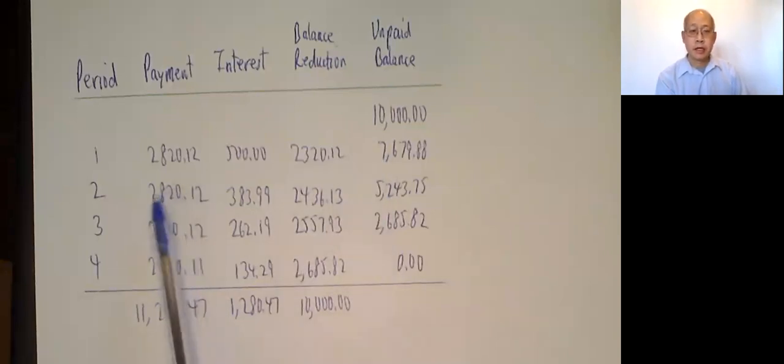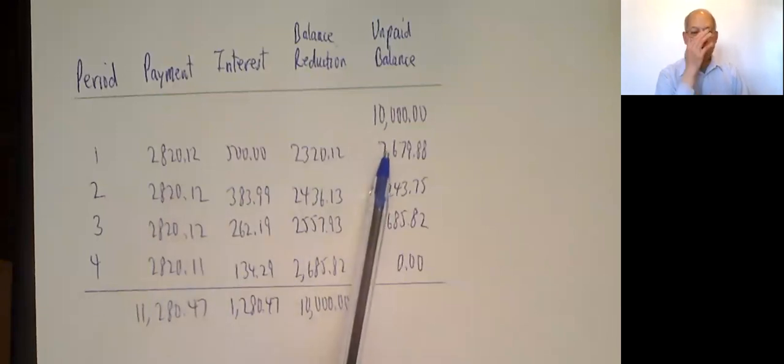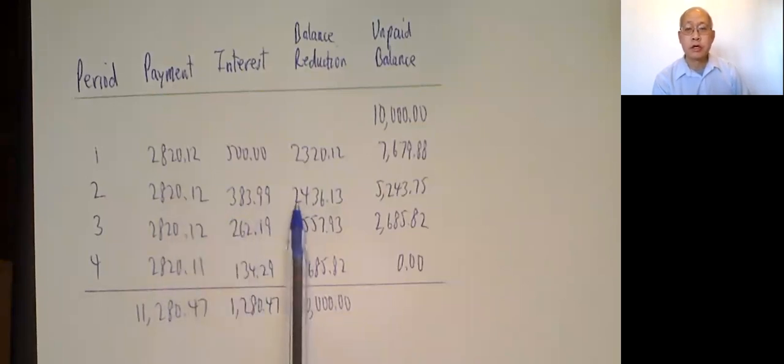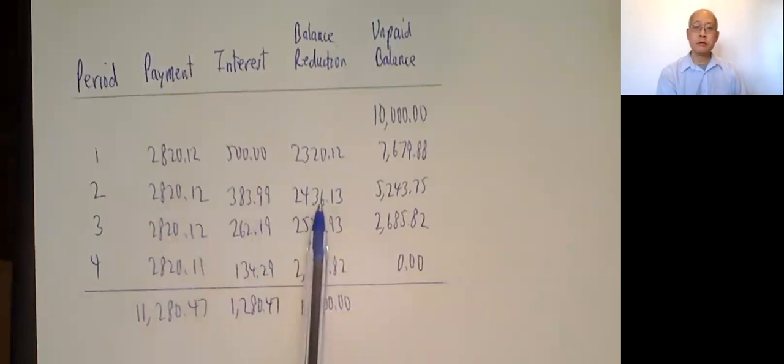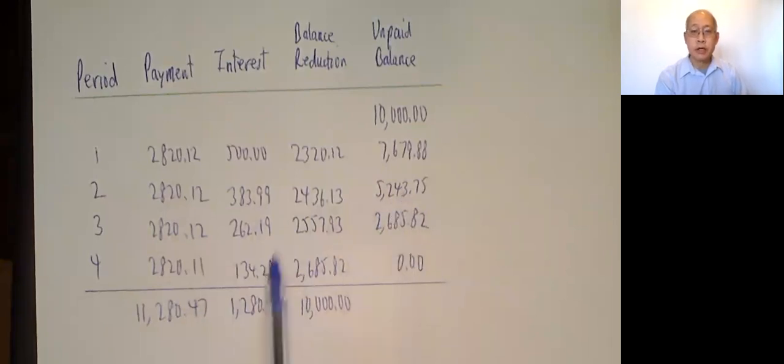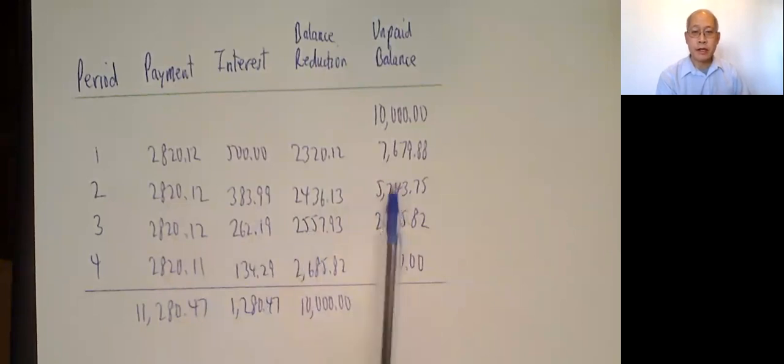Next period, same payment. Now I take 5% of this number, and that comes out to be 383.99. Subtract these two, 2436.13. Take that number and subtract it from this, 5243.75. Keep going, make the same payment. 5% of this is the interest, 262.19, rounded off. Subtract these for the balance reduction, 2557.93. Subtract this from this, 2685.82.